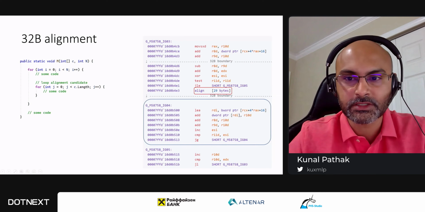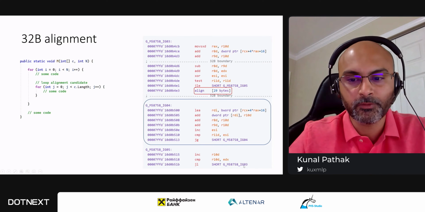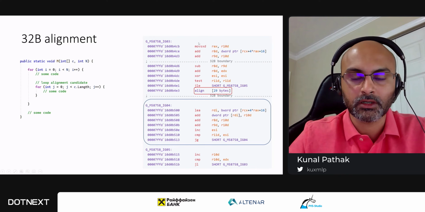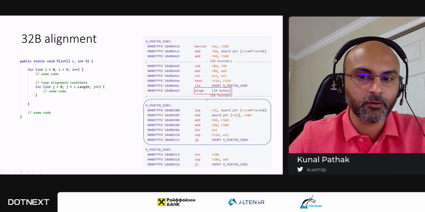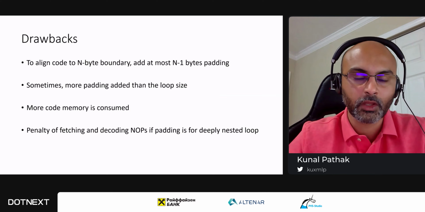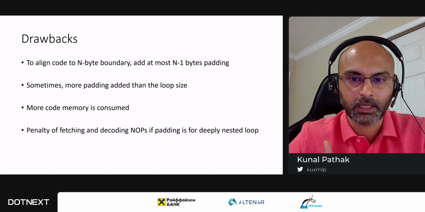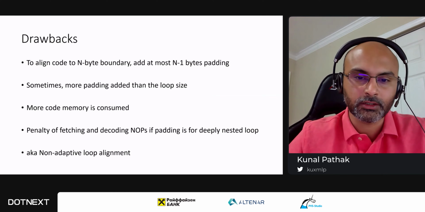So for example, in this previous example, you see there is this nested loop. There is an outer loop that actually executes again and again, and during that execution, there is this align instruction that falls in it. So the processor has to do the fetching and decoding of that alignment instruction also. So there is a penalty for doing that. So it is not actually very good to always add n minus 1 padding. So we call this feature non-adaptive loop alignment.